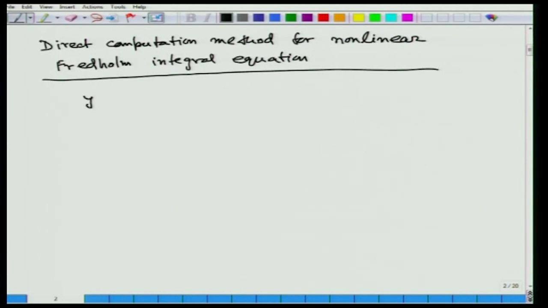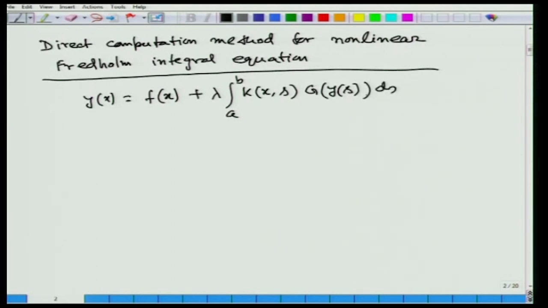So, the equation is y(x) equal to f(x) plus lambda integral a to b k(x, s) G of y(s) ds, and this direct computation method to solve the nonlinear Fredholm integral equation is applicable whenever this kernel is a separable kernel. So, that means we are assuming the kernel k(x, s) is of the form sigma r running from 1 to n p_r(x) q_r(s).